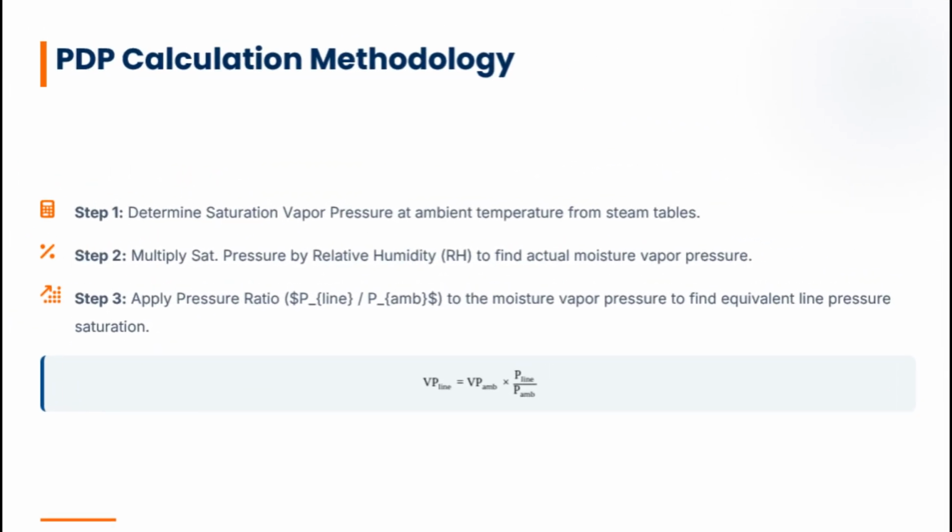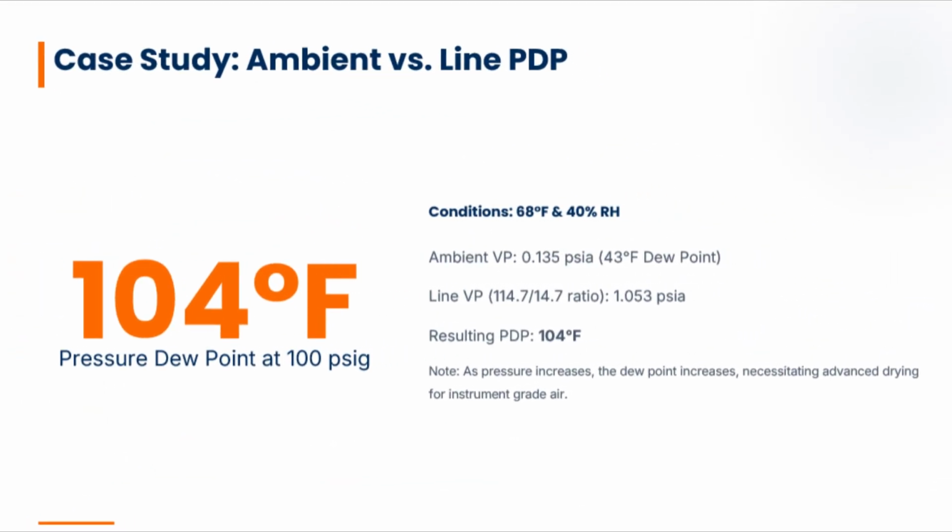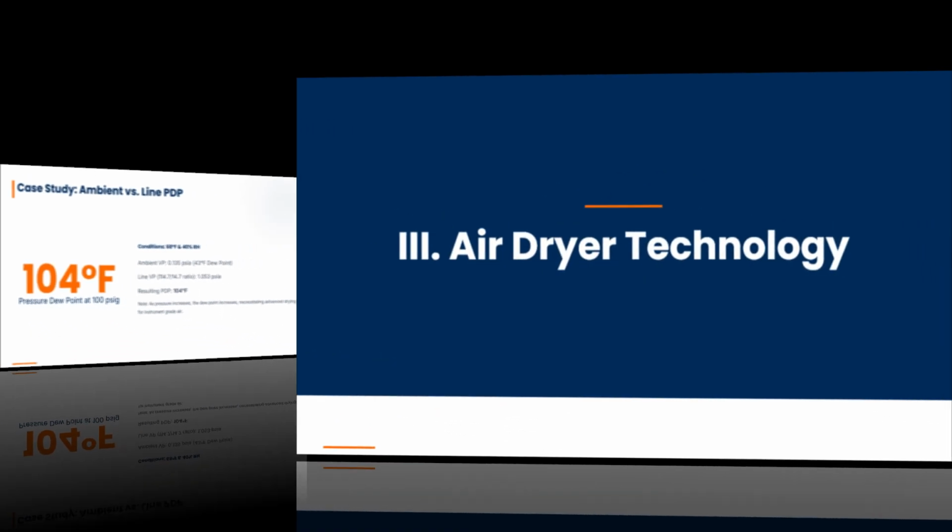3 steps. Pull saturation vapor pressure at ambient from steam tables. Scale by RH to get actual vapor pressure. Then apply the line to ambient pressure ratio to find the equivalent saturation at line pressure. Run the numbers. 68 degrees Fahrenheit and 40% RH compressed to 100 psig drives the line dew point to 104 degrees Fahrenheit. That is why safety critical service needs a regenerative dryer, not a refrigerated unit.